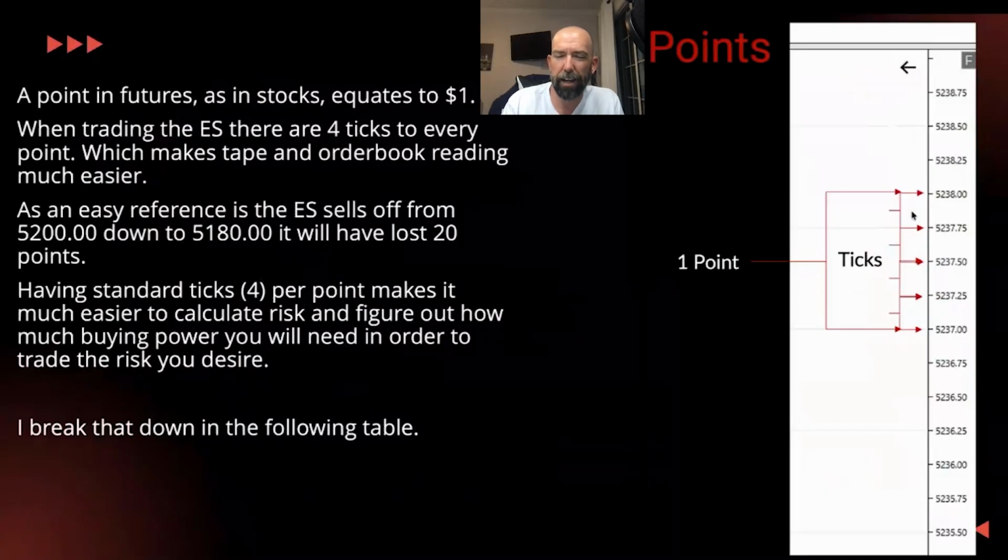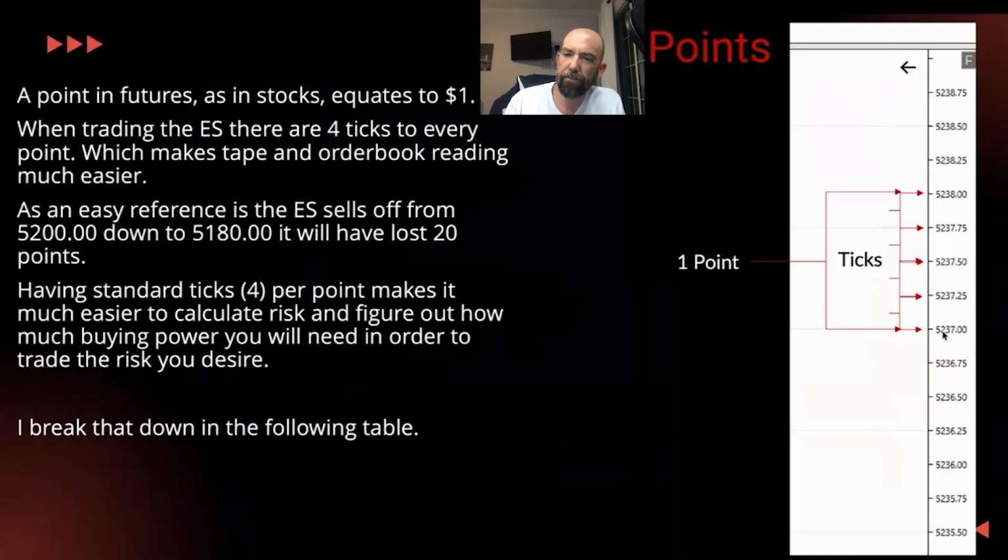Now, futures do not carry a spread, right? So we just go tick per tick, and the ticks are almost always at even numbers, except on something like crude. But most of our ticks are going to be on quartered increments that go up and down like this. Every time we move an increment from 0 to 0, that's a point.